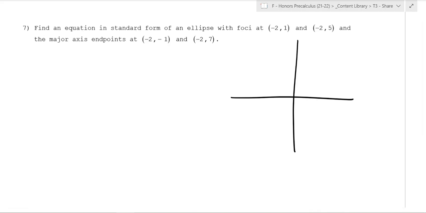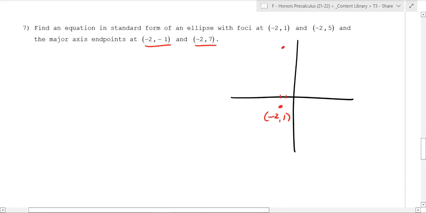So we know that we've got two endpoints, negative 2, 1, and negative 2, 7. So negative 2, 1 is right about, let's put it right here. It doesn't have to be perfect. And then negative 2, 7 up here is the other endpoint of the major axis, so the big one right there. So halfway between is going to be our center, negative 2, 3. So that's super helpful right there.